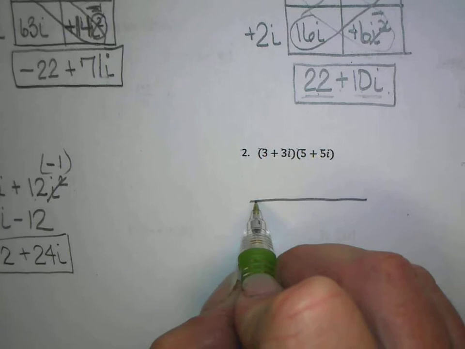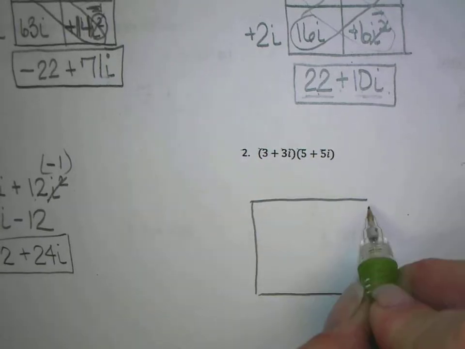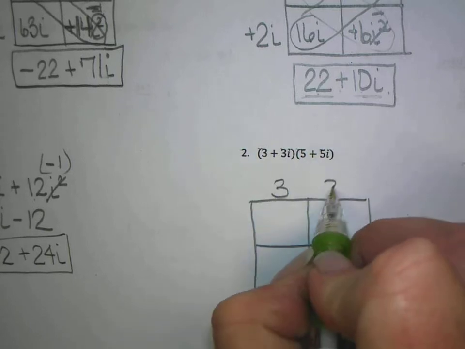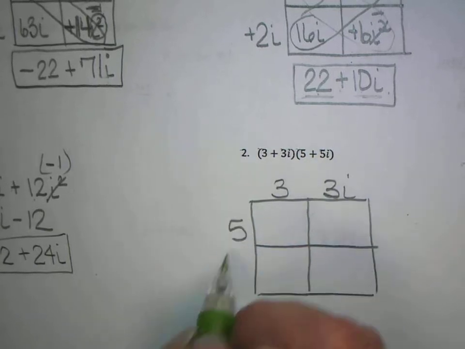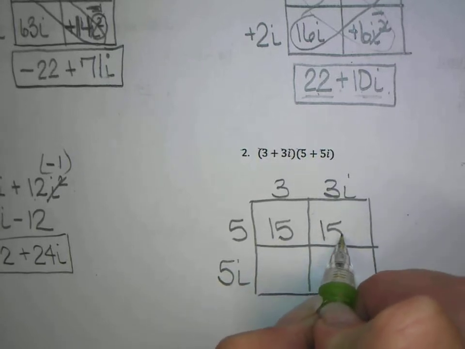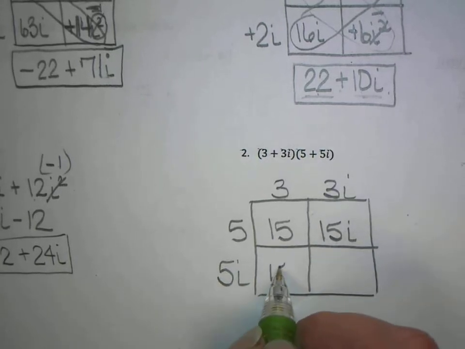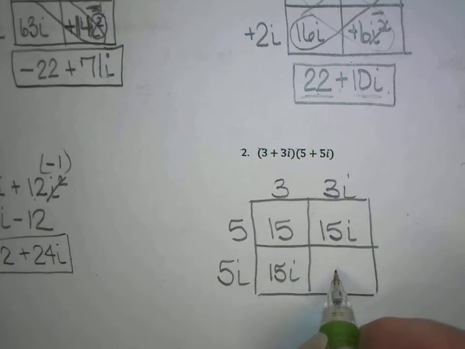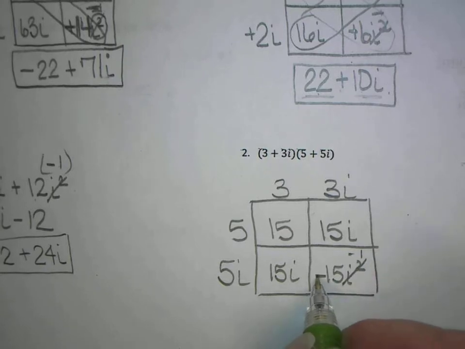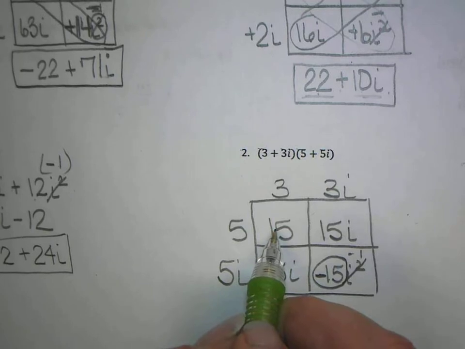Okay, draw your boxes out. 3 and 3i, and 5 and 5i. So 15, this is 15i, this is 15i, both are positive, and then this one is going to be 15i squared. 15i squared turns to a -1, which causes this positive 15 to become negative, so that's actually the only number in there. Check your answers.